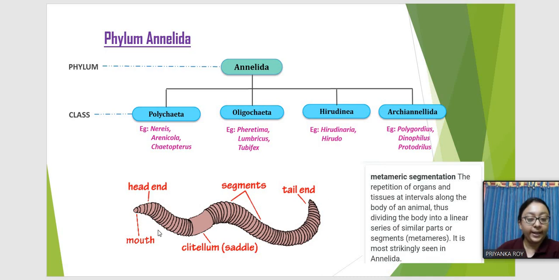From head to tail end, you can see there are a number of segments, and these segments contain some organs or tissues which are repeated. Like segment 5 will have some organs, and segment 10 will also have the same organ. So they are repeated as a pattern, and these segments are therefore called metameres. This segmentation is not only external but also internal. There is an internal wall between each segment called a septum, and these segments are repeated linearly along the length of the body. So this kind of segmentation is called metameric segmentation, and it is a striking feature of this phylum Annelida.